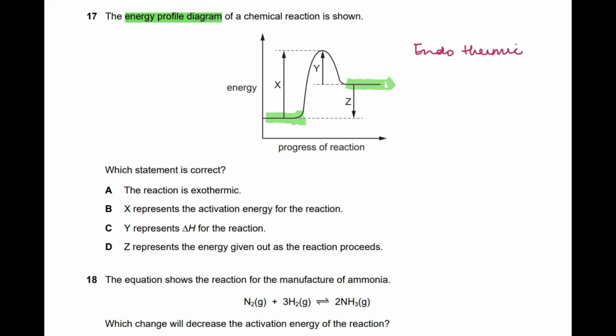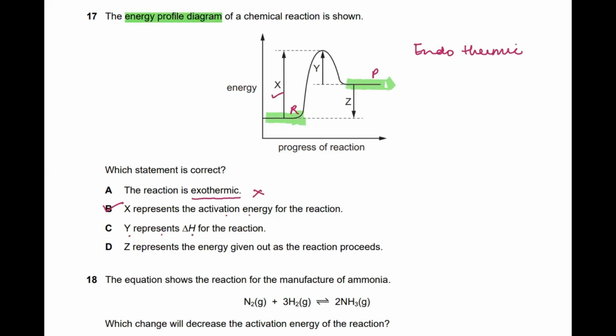So let's see which statement is correct. The reaction is an exothermic reaction. It's wrong. It's an endothermic reaction because the reactant level is below the product level. Now, X represents the activation energy. Yes, X will represent the activation energy because activation energy is the amount of energy needed by the reactant to change into the product. So yes, X is the activation energy.